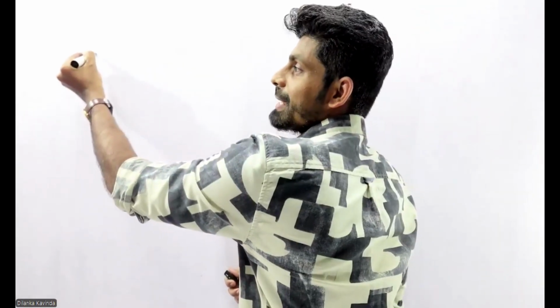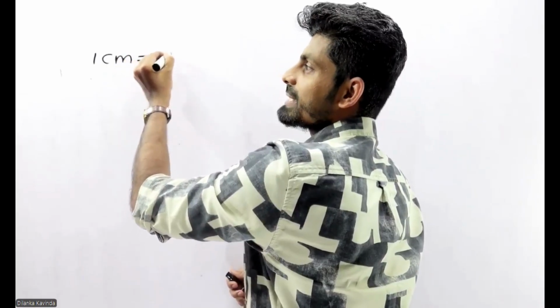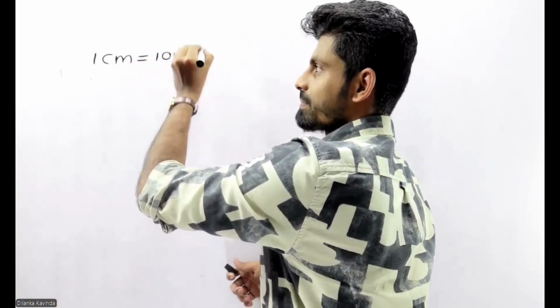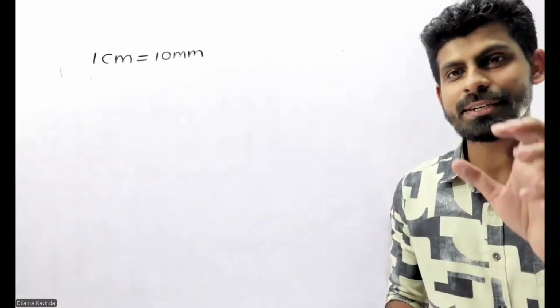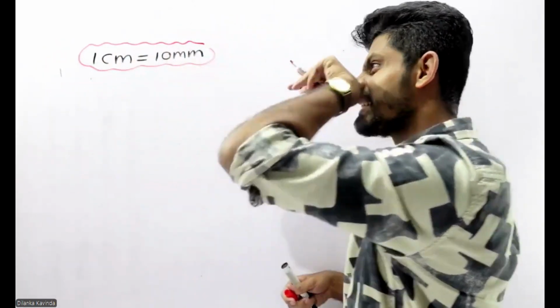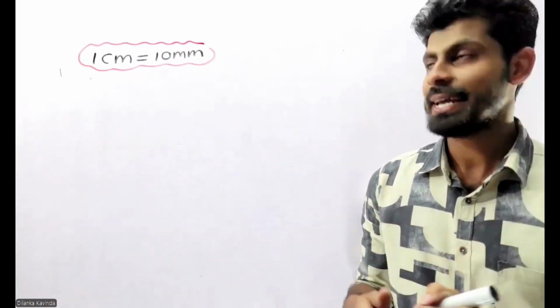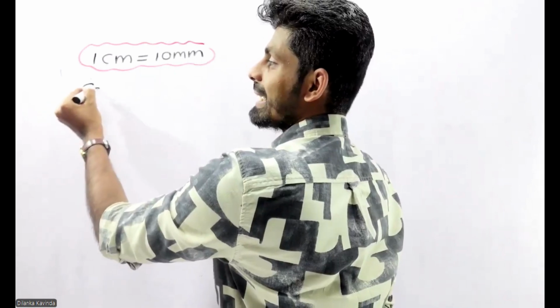What is the first one? 1 centimeter equals 10 millimeters. Right, very good. Look at this one. This is the basic relationship. Now I'm going to consider centimeters and millimeters.